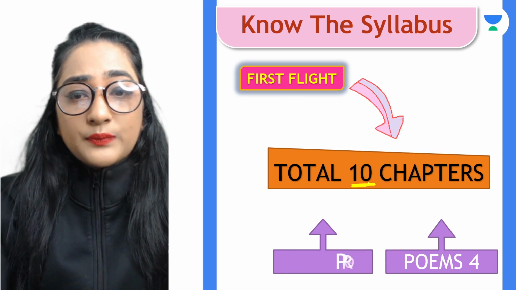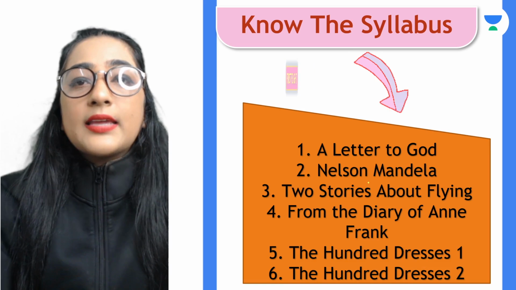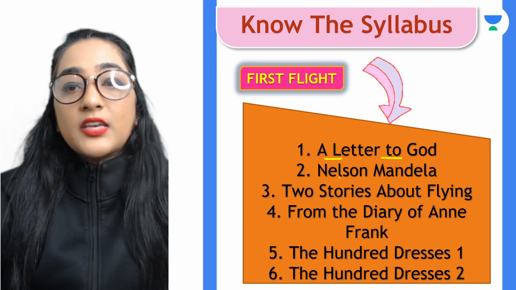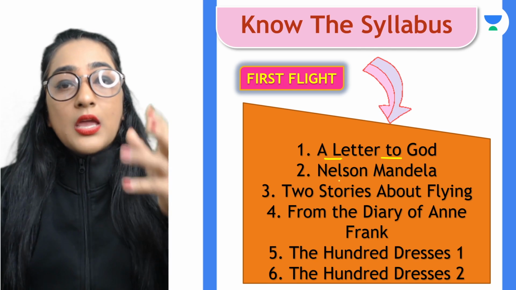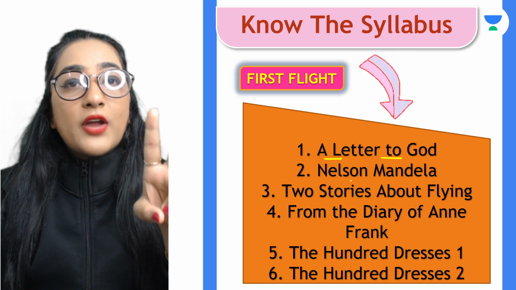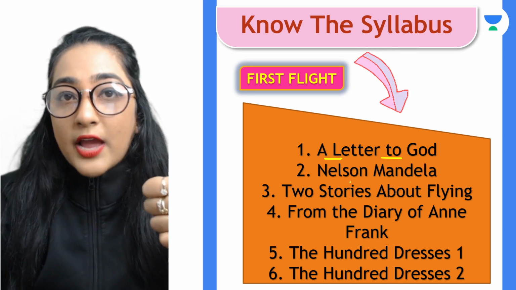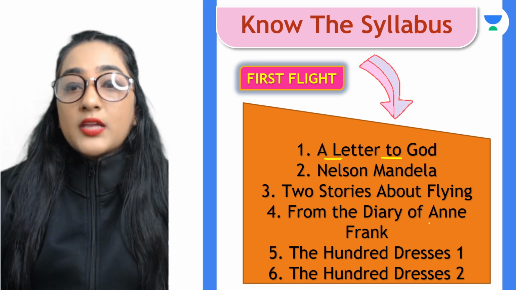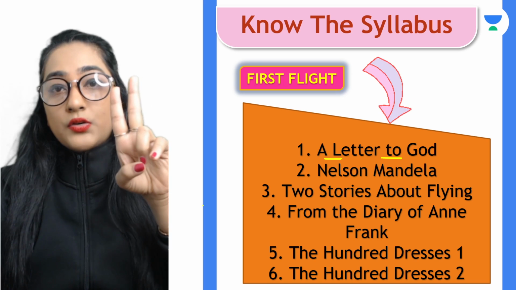So guys, let's see what the syllabus is. Okay, First Flight, I've got A Letter to God. Then the next chapter is Nelson Mandela. Then we have got two stories about flying, wherein we have got His First Flight and The Black Aeroplane. Then you have got From the Diary of Anne Frank and the Hundred Dresses 1 and the Hundred Dresses 2.